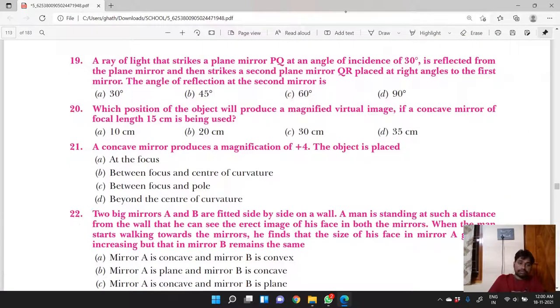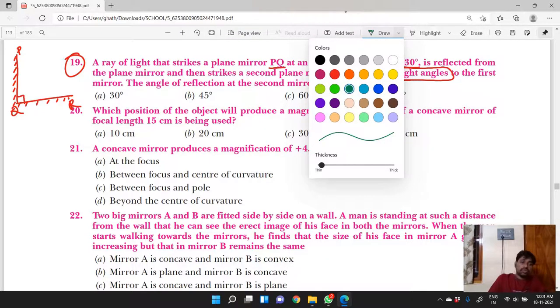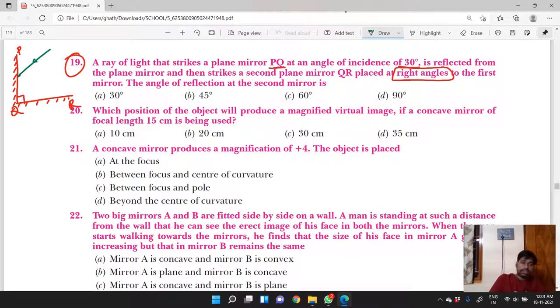Next, my dear students, question number 19. A ray of light strikes a plane mirror PQ at an angle of incidence 30 degrees. It is reflected from the plane mirror and strikes the second plane mirror QR, which is at a right angle to the first one. Then the angle of reflection from the second mirror is. So let us place this as the first plane mirror, which is at a right angle to the second. This is P, Q, and this is R. So a ray of light is incident, at an angle of incidence 30 degrees. Draw the normal here. It is 30 degrees. Glancing angle is nothing but 60 degrees.